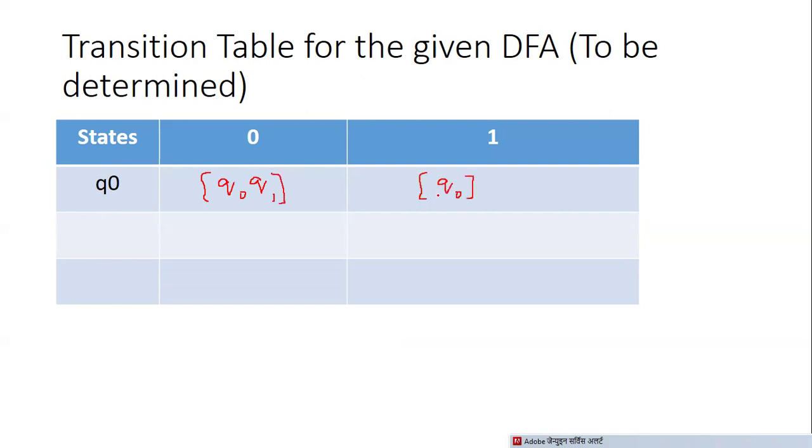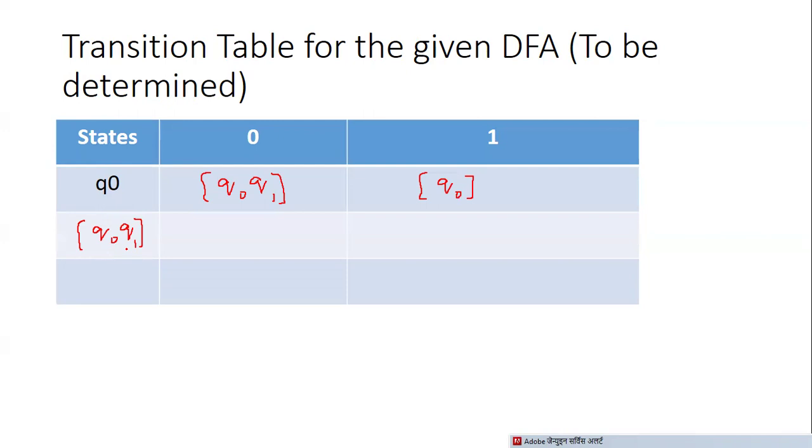So from this row, we have got a new state called q naught q1, right? Now we are going to determine the transition function for the q naught q1 state. This is a new state we have got in this step. Now we are going to determine the transition function for this new state q naught q1.